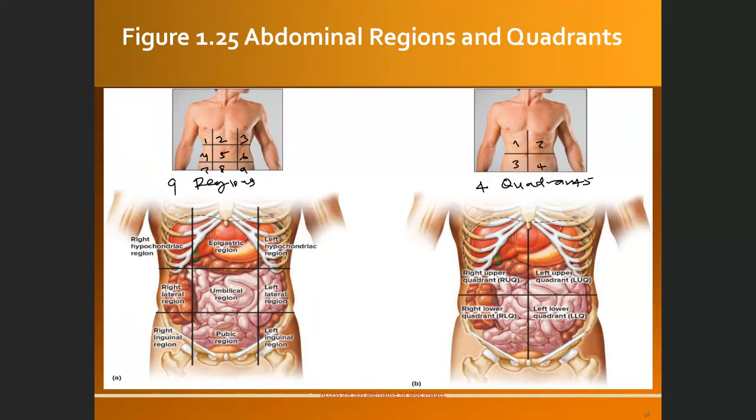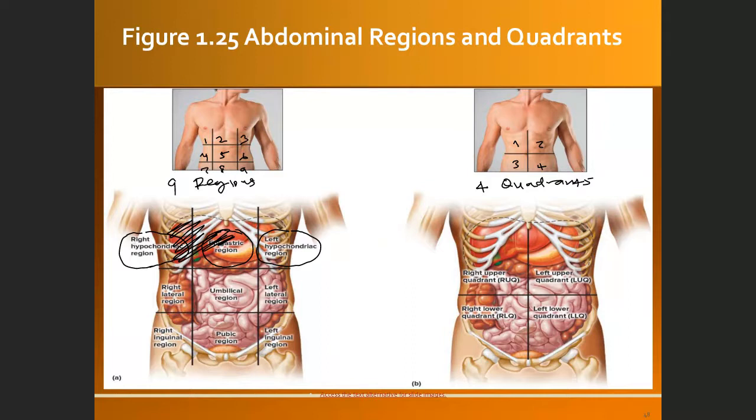Okay, so by dividing this into quadrants or regions, the doctor will be able to pinpoint the location of a certain organ. Like for example, the liver. So this is the liver over here. The liver is mostly located in the first region, called the right hypochondriac region. And then over here, this is called the epigastric region, the second region, where the stomach is mostly located. And this one, the third region, is called the left hypochondriac region. This is also where the stomach is located.